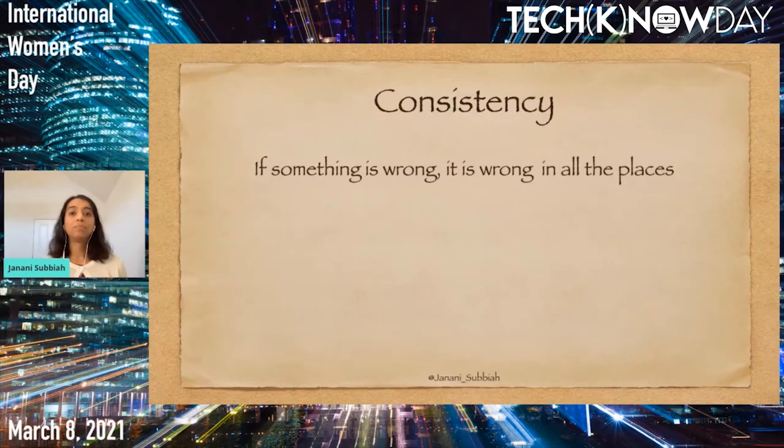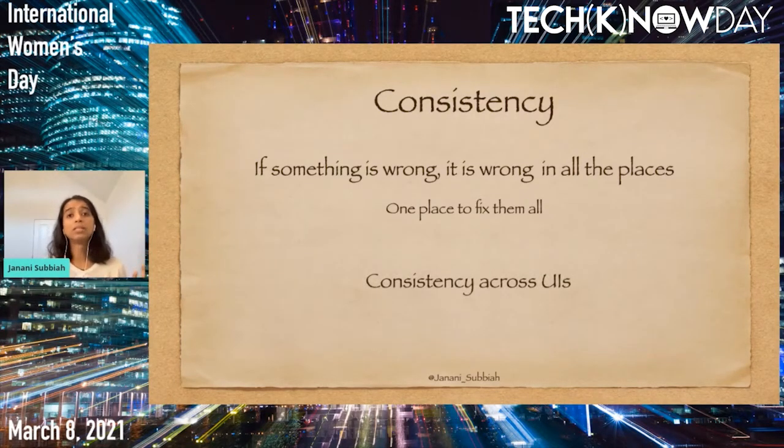And with consistency, if something is wrong, it's wrong in all the places. This is not great, but it's only a single place that needs to be fixed more often than not, and everything is fixed across all the UIs. And it's also consistency across UIs in terms of what response they expect. So it becomes easier to test. It also ensures consistent and good user experience, because it's the same response that all the UIs are dealing with for their API calls.